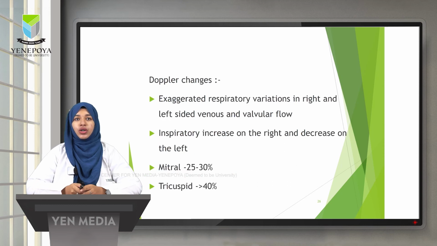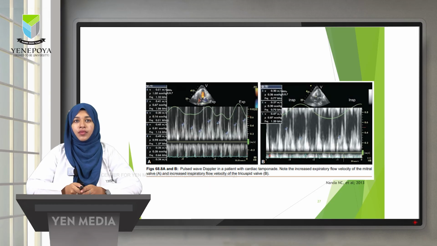So now let's move on to the Doppler changes. The first one is exaggerated respiratory variations in right and left sided venous as well as valvular flow. Inspiratory flow increases on the right and decreases on the left. As you can see, mitral inspiratory changes should be at least 25 to 30%, and the tricuspid inspiratory changes should be at least greater than 40%. So in this picture, you can see there are inspiratory changes.